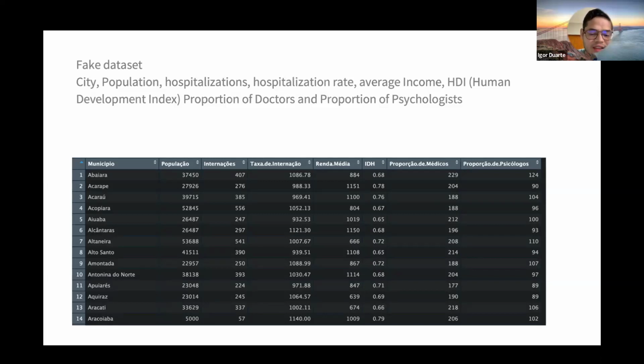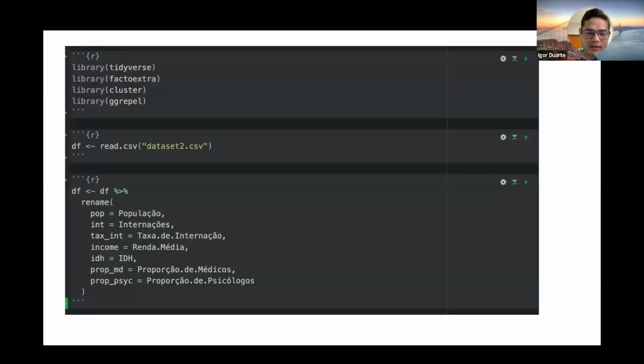So as you can see here, these values are from cities that represent my state. So it's real cities, but the numbers are fake. Here we have some variables like city, population, hospitalization rate, average income, human development index, proportion of doctors, and proportion of psychologists. So the data set has this dimension.